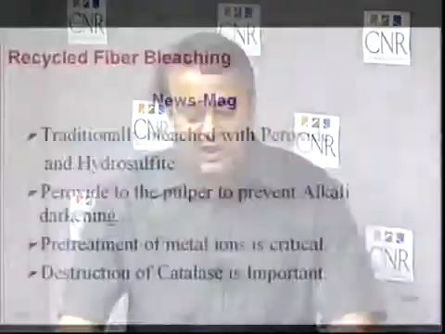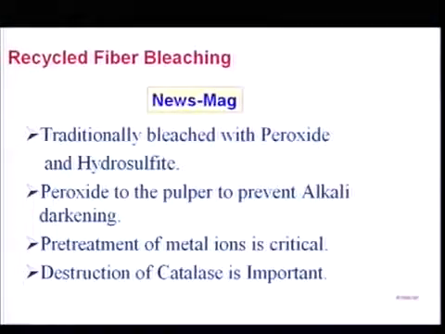So, when you add caustic, the caustic can work with the lignin and make it darker, called the caustic yellowing effect. If you don't add peroxide, the brightness can go down. When you add peroxide, it prevents yellowing of the pulp and keeps the brightness up.